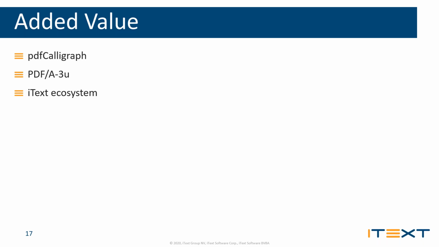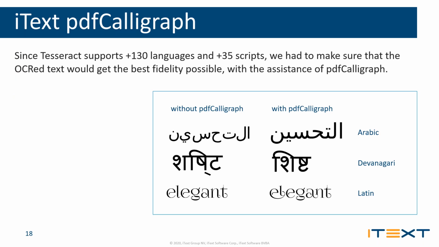PDF A3U, and then of course the whole iText ecosystem around it. So let's dive into this. So PDF calligraph. The advantage here is that you'll be able to render the recognized text on top of your PDF documents correctly. PDF calligraph correctly renders ligatures information that is present in the font file.